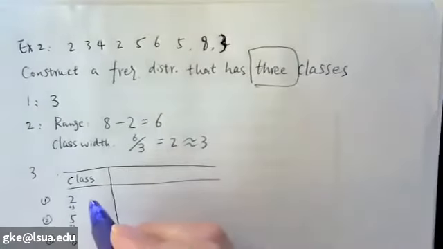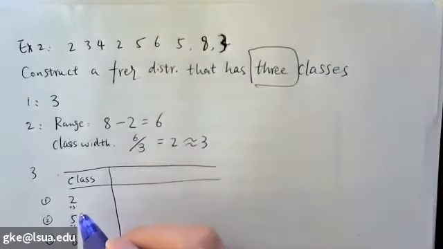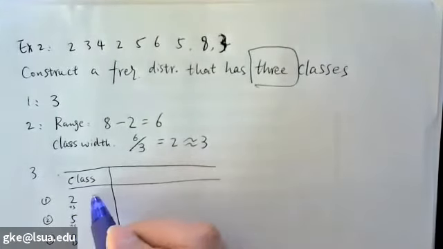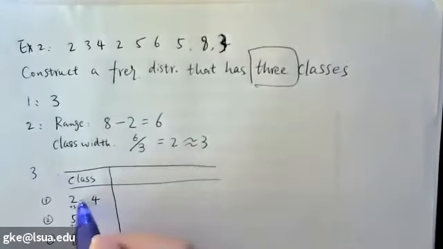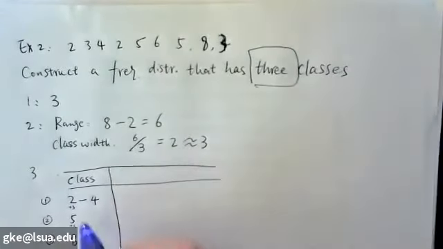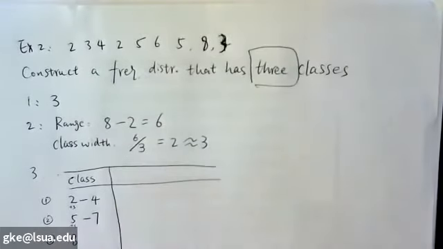And for the upper class limit, consider the property of continuity of the numbers. Here's a 5, so it's supposed to be a 4, right? So from 2 to 4. Here is 8, so here's supposed to be a 7, right? And of course, for the last one, you need to add 3, the class width. When you add the class width, you get the next upper class limit. Right. That's it.